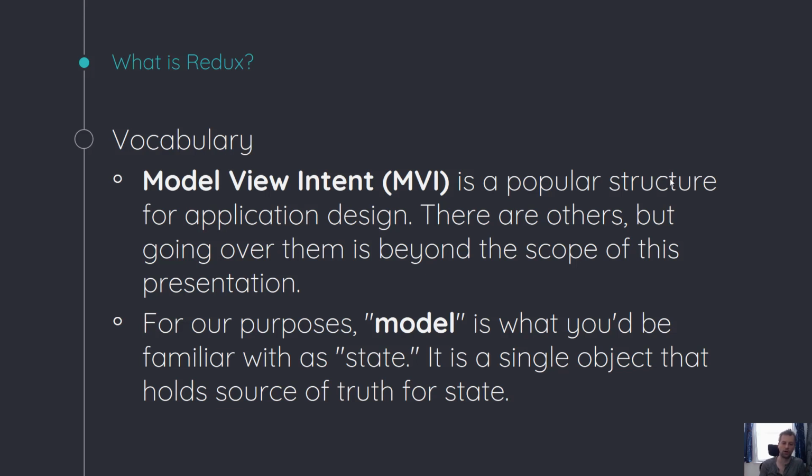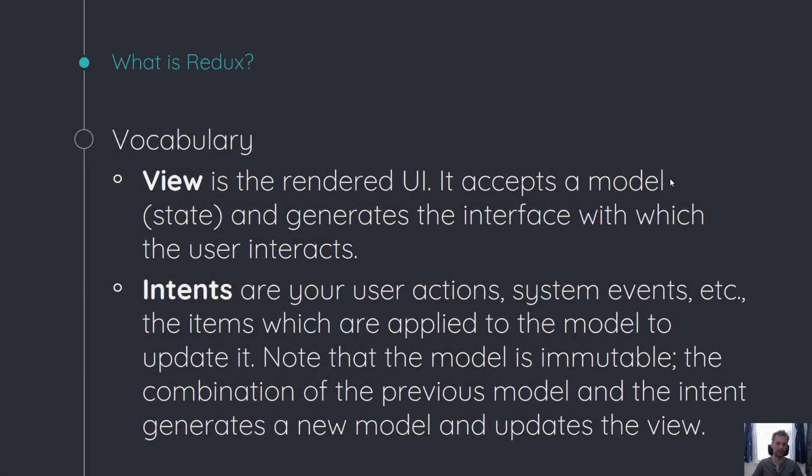Now, when we think of model, whenever you instantiate a component in React, you have that little object that says state equals an open object and then all of your properties in there, right? That is your model. The model is the state. It is the object that holds the source of truth for the data inside of the system that you're keeping track of, okay? That is your model in this context.